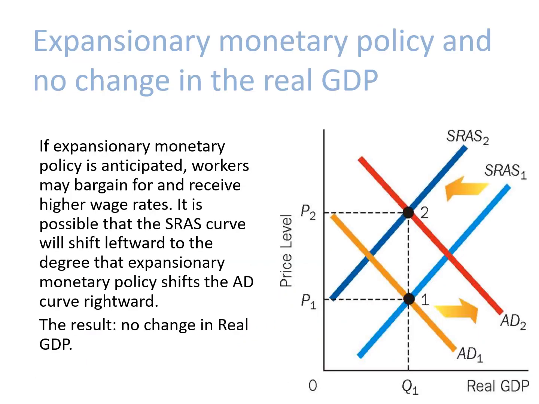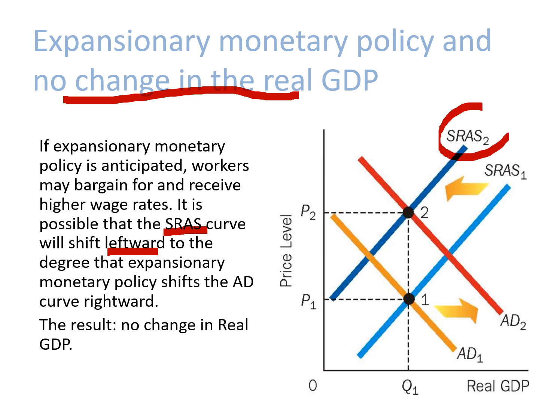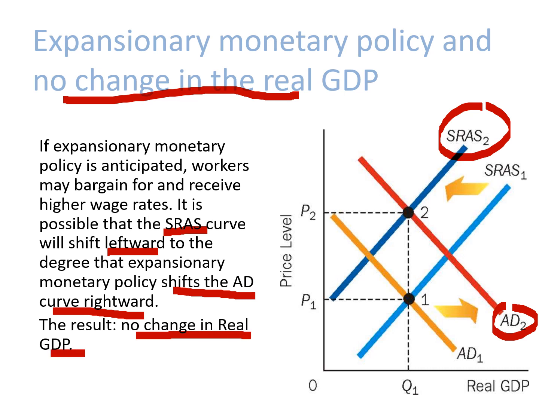Expansionary monetary policy and no change in real GDP. If expansionary monetary policy is anticipated, workers may bargain for and receive a higher wage rate. It is possible that the short-run aggregate supply curve will shift leftwards. To the degree that expansionary monetary policy shifts the aggregate demand curve rightwards, the result is no change in real GDP. So if you notice, the new equilibrium point is equivalent to the old equilibrium point, okay? So there is no change in real GDP.